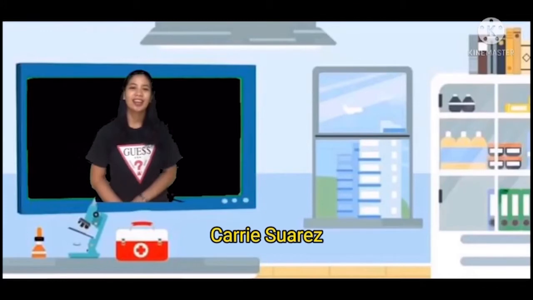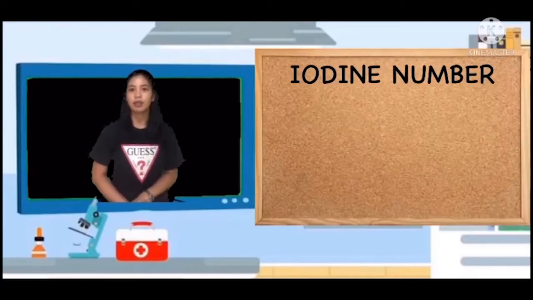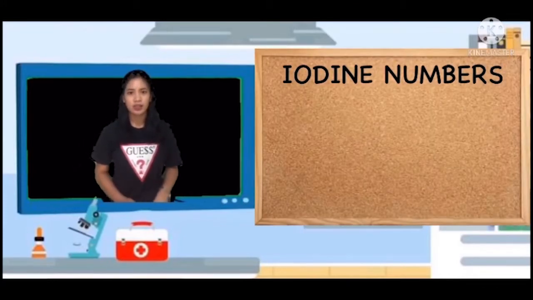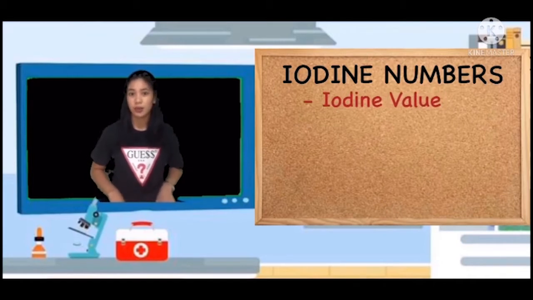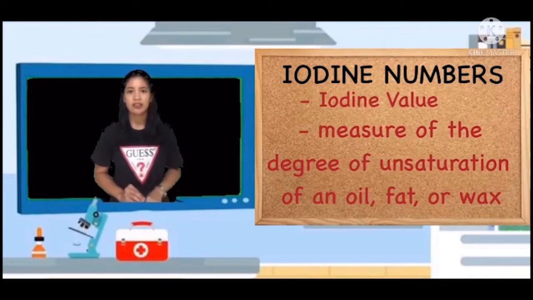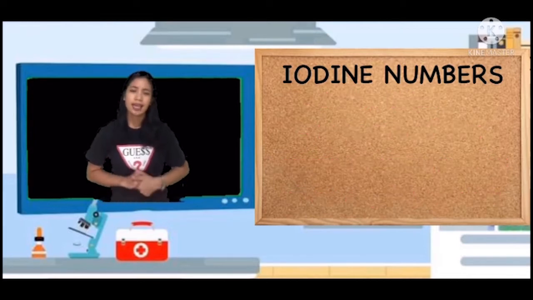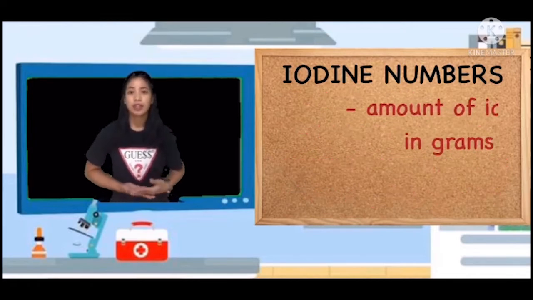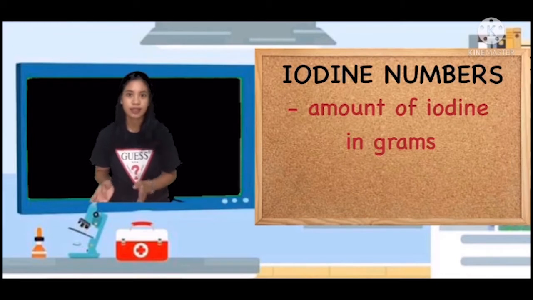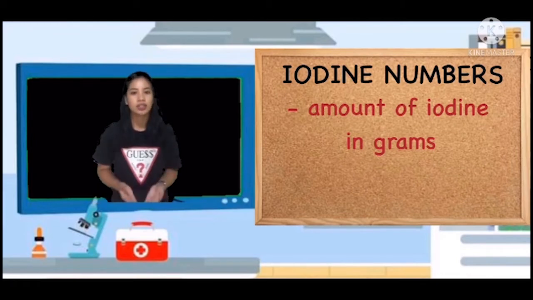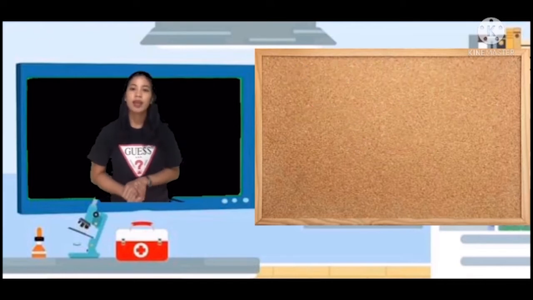Hi, this is Carrie and let's talk about iodine numbers. Iodine numbers are also called iodine value. They are the measure of the degree of unsaturation of oil, fat, and wax. It also refers to the amount of iodine in grams that is taken up by 100 grams of, once again, the oil, fat, and wax.